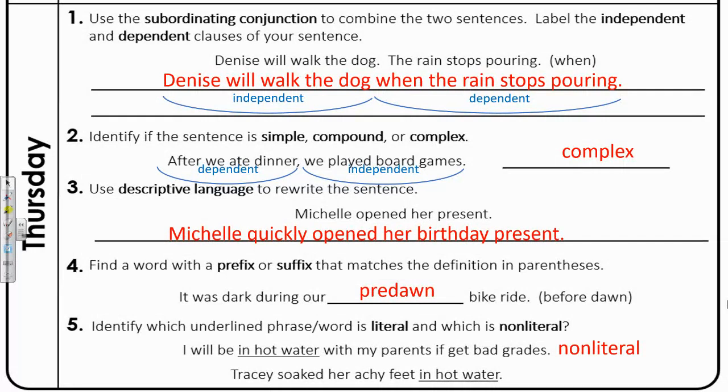But look at the bottom sentence. Tracy soaked her achy feet in hot water. In that instance, that's what Tracy actually or literally did. She put her aching feet in hot water. So that is a literal phrase.